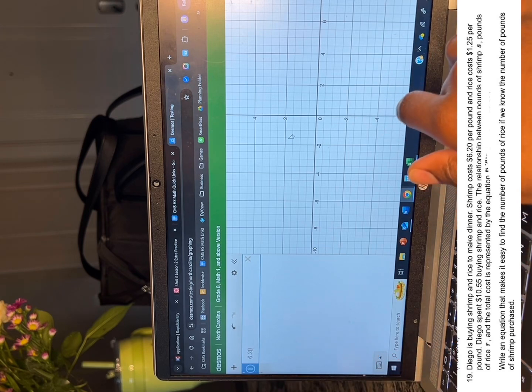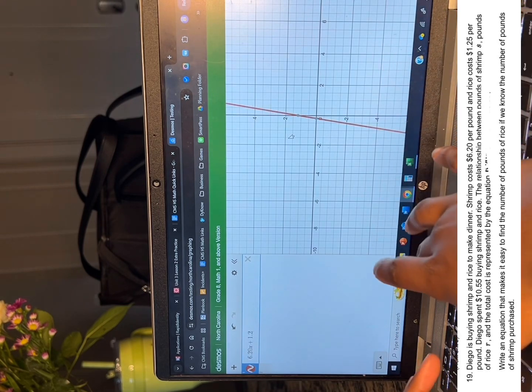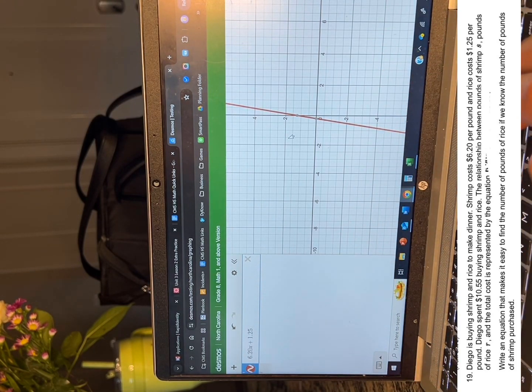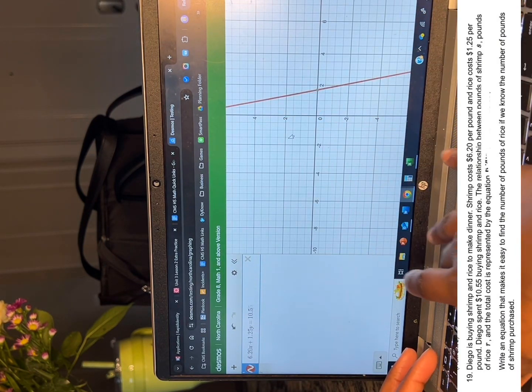$6.20 per pound of shrimp. So I'm going to have X for my shrimp. And then I'm going to add on $1.25 per pound of rice. And I'm going to have Y for rice. And I need my total to be 10.55.